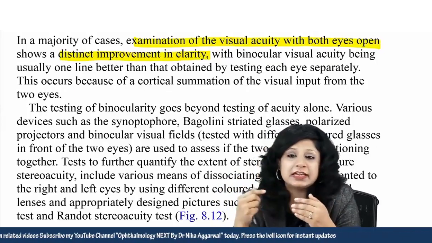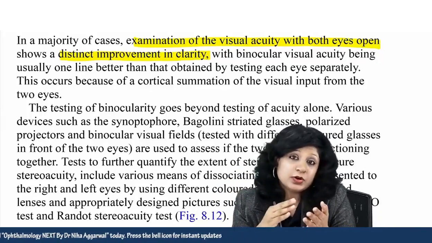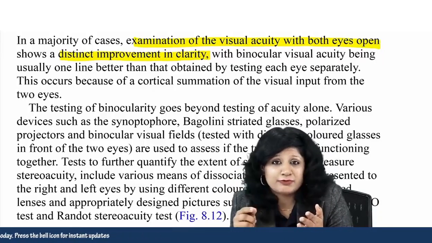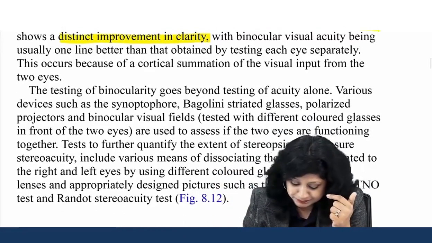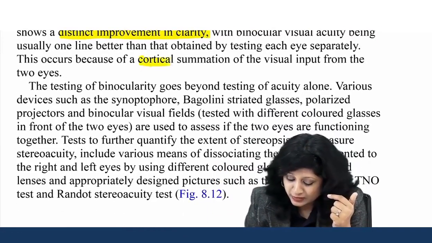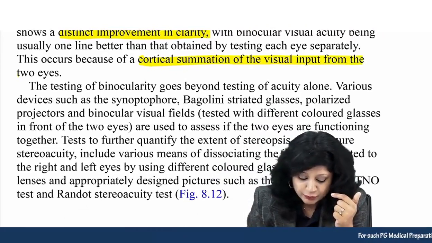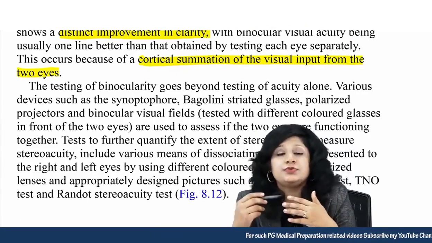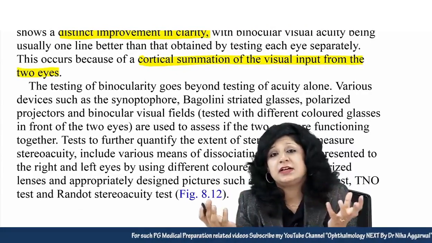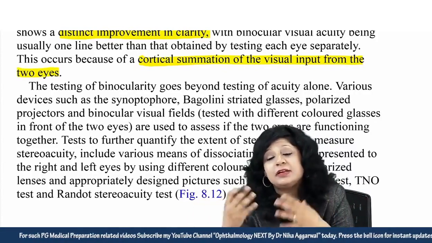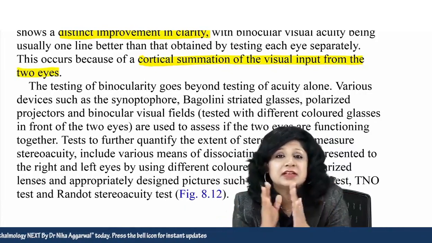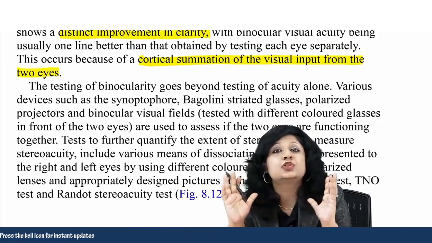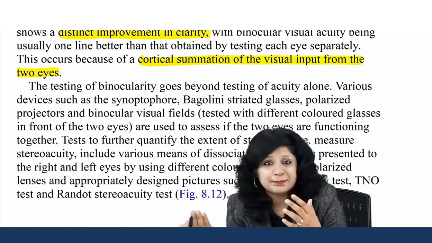So obviously that is why whenever I want to bring out some defect, I don't allow both of the eyes to be opened. This occurs because of a cortical summation of the visual input from the two eyes. You know that there is a facility in the visual cortex that if both eyes are seeing similar objects, then there is fusion and you see the stereoptic vision, that is your depth perception.